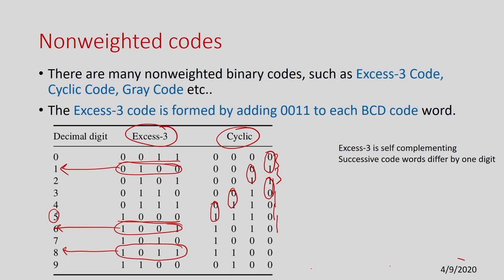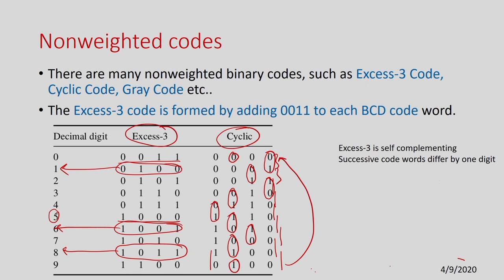If you take these two, they differ by only this bit. If these two, they differ by only this one. If you take these two, they differ only here. And if you take the last two combinations, they differ by this. And if you take this and the last one, they also differ by this bit. So, this is why this is a cyclic code, where you have only one bit difference between two consecutive codes.